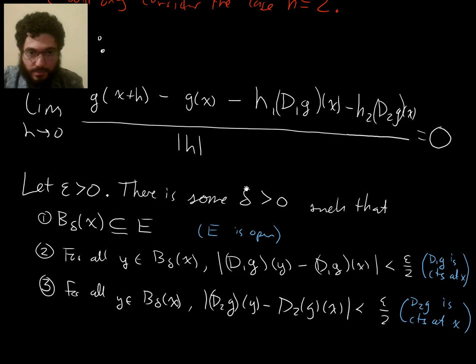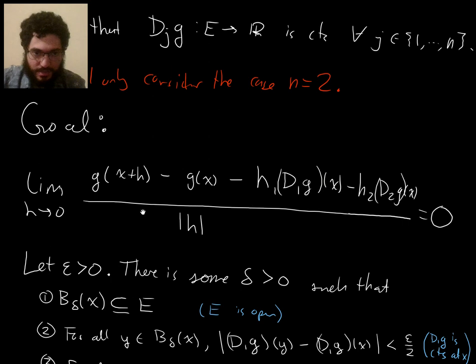So the delta that I'm choosing here is the minimum of 3 deltas. First I'll get a delta 1 from the openness of E, a delta 2 from the continuity of d1g, and a delta 3 from the continuity of d2g. And then the minimum of delta 1, delta 2, delta 3 will be the delta that I choose here. And what this delta needs to do, the job that it needs to finish, is to make this thing, whose limit I'm taking and trying to show it's 0, be less than epsilon in norm.